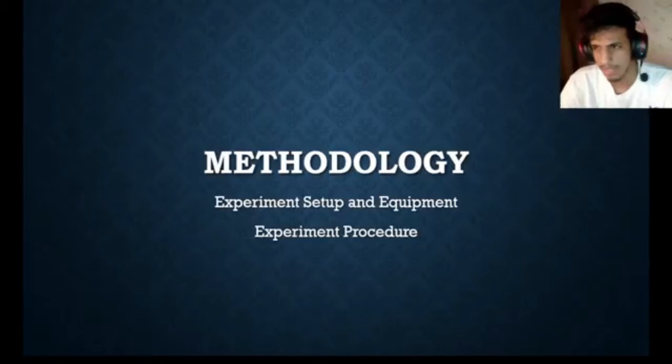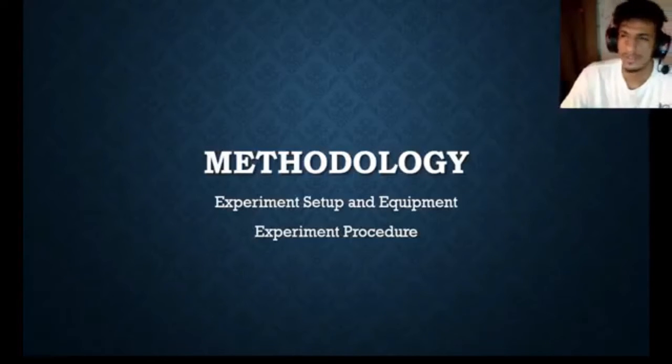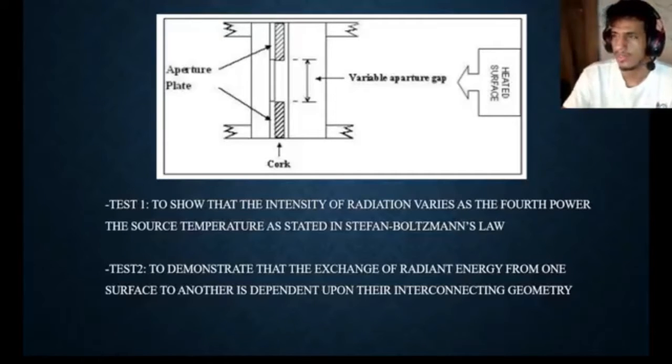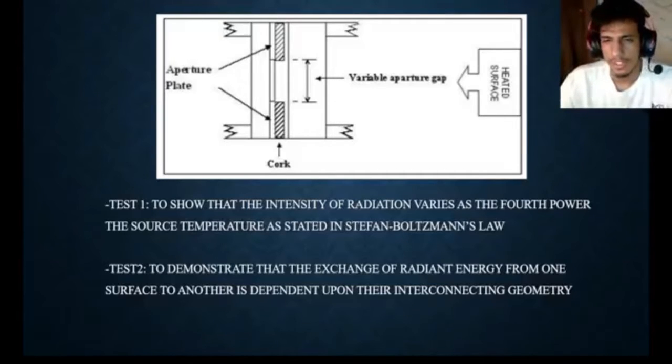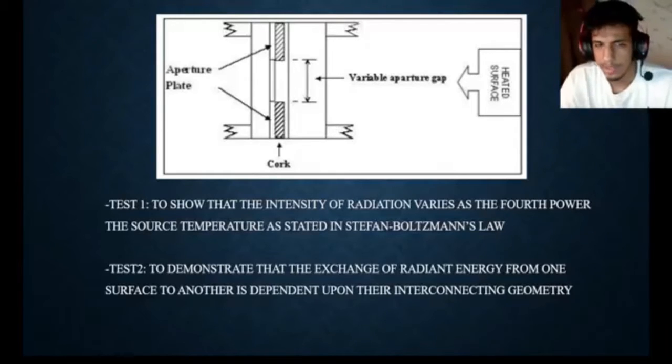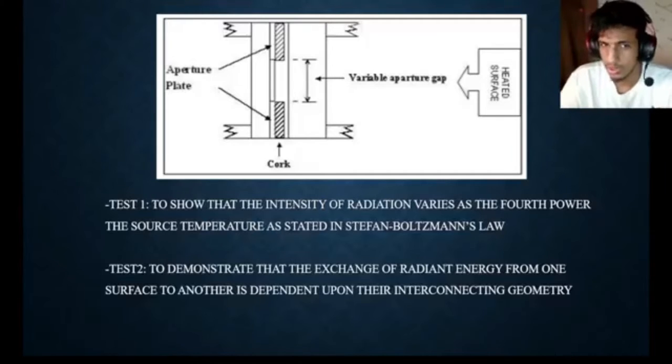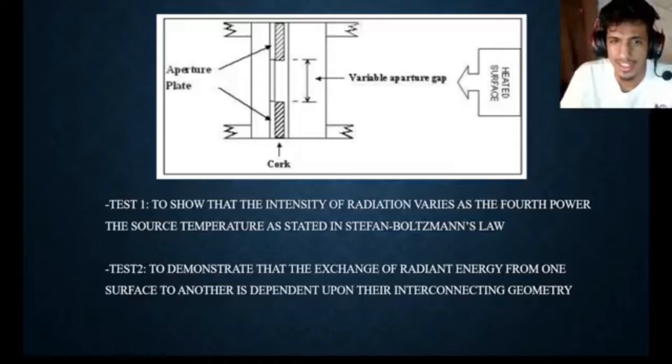My name is Ghassan Sami Al-Usta, and today I will present about the methodology for the experiment setup and equipment. As shown in this figure, we did two tests. So for test one, which shows that the intensity of the radiation varies as the fourth power of the source temperature, as stated in Stefan-Boltzmann's law.